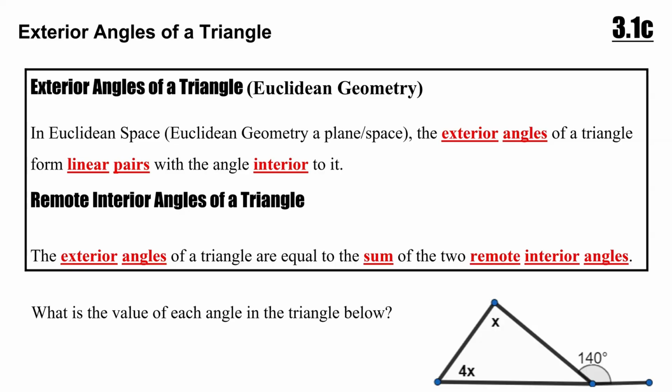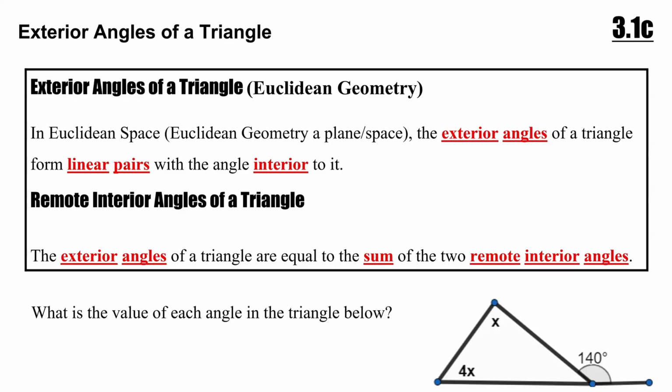The exterior angle of a triangle theorem states that, in Euclidean space, the exterior angles of a triangle form linear pairs with the angle interior to it. Additionally, the exterior angles of a triangle are equal to the sum of the two remote interior angles.